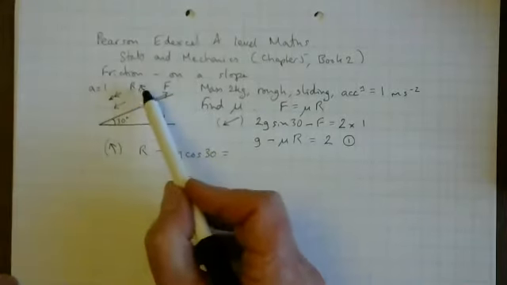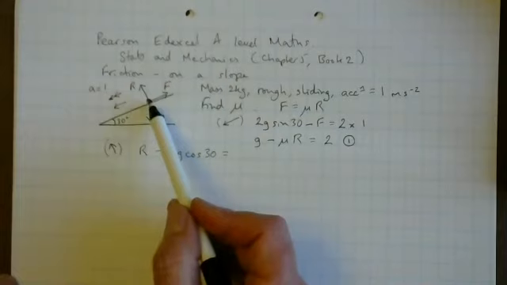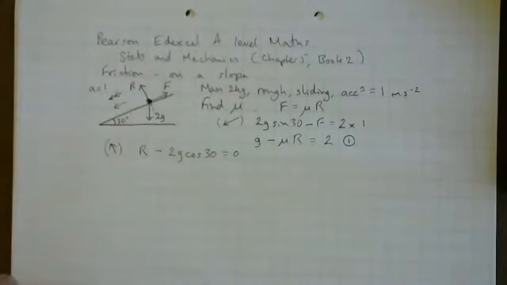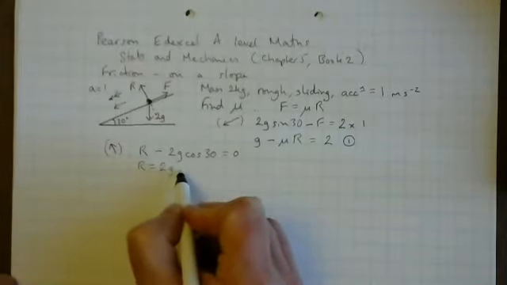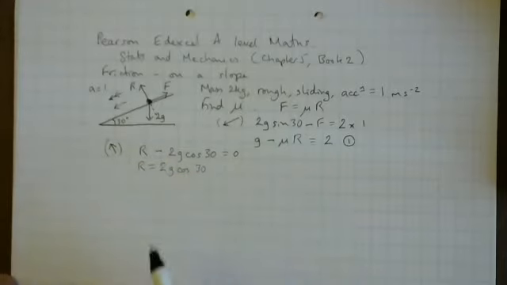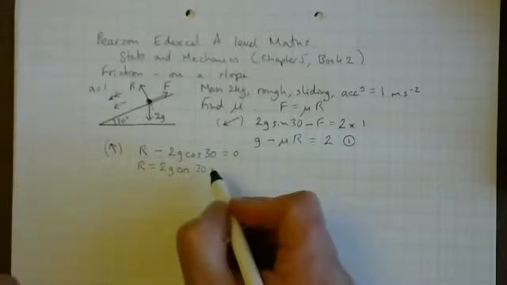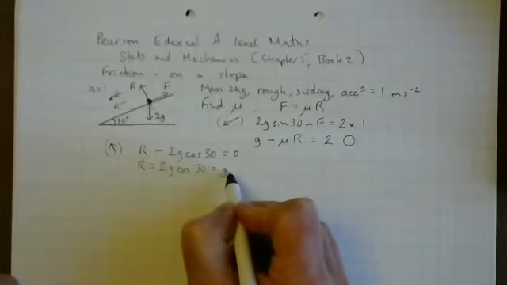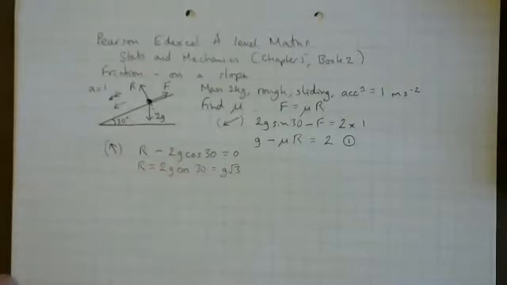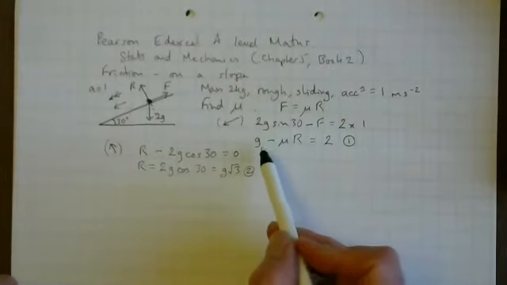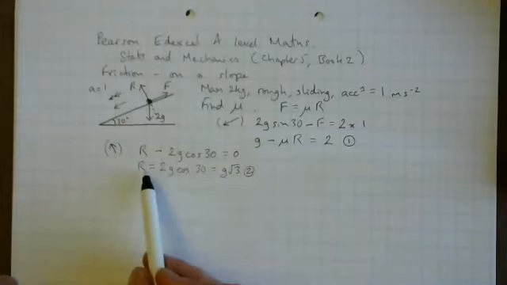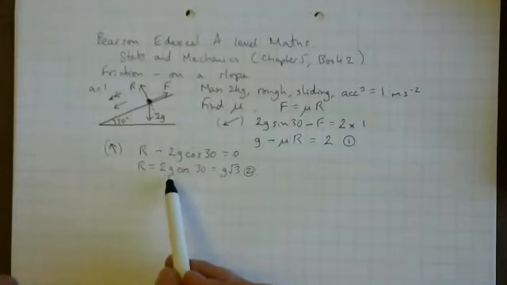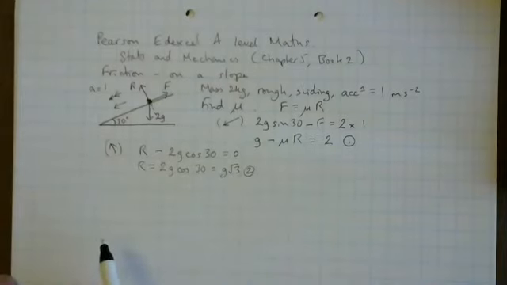equals. Now the object is not going through the slope, it's sitting on top of the slope, so the two things are equal, 0. R equals 2g cos 30. Cos 30 is one you're supposed to know, it's root 3 over 2. So that equals g root 3. Equation 2. We've got one equation that requires an R and a mu. Another equation that tells us what R is. So let's get this into there and work out what mu is.